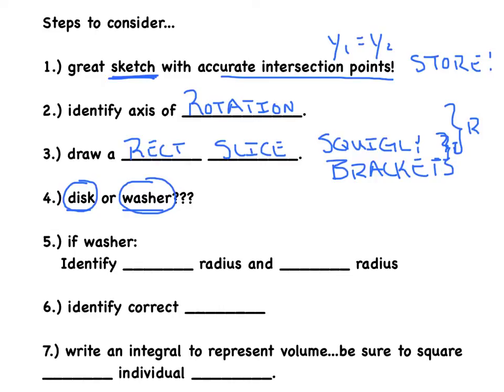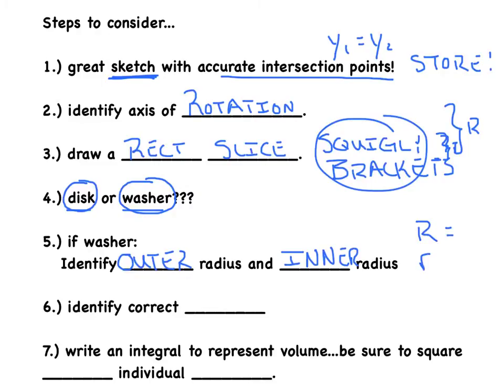It's that simple. Now, assuming it's a washer, and they're going to be washers tonight, I want you to identify your outer radius. And of course, that's after you drew your squiggly bracket. And also identify your inner radius. Just list them off to the side. Here's my capital R, here's my little r. And that's something that I'm definitely going to consider when it comes time to award partial credit. And then number 6, we want to identify the correct bounds. Where did this region start? Where did it end? And then finish it off.